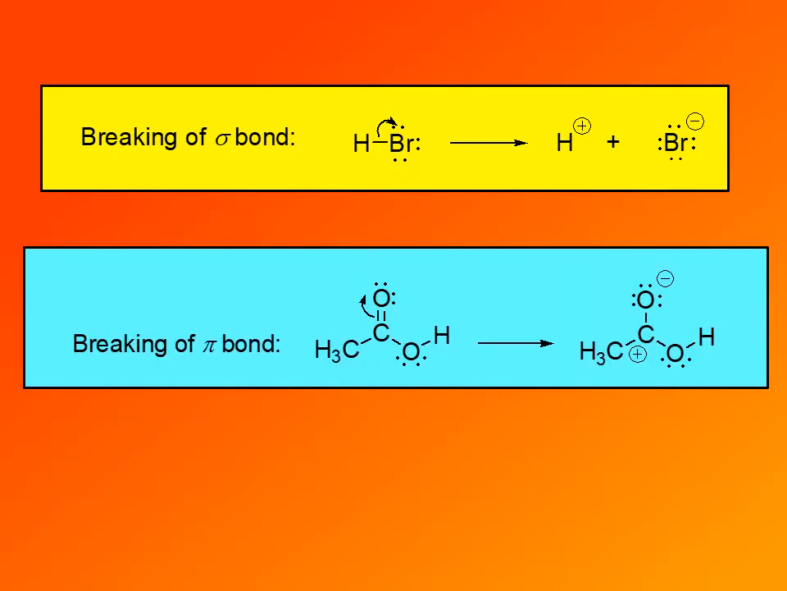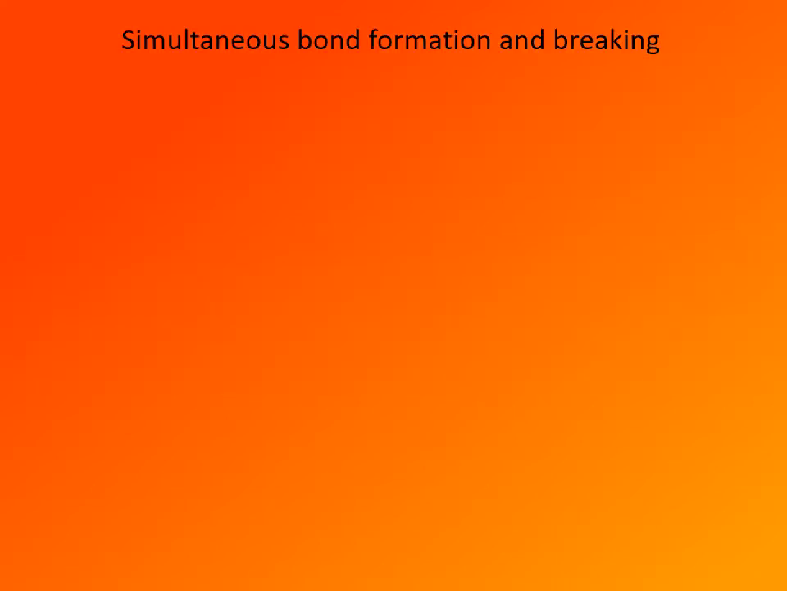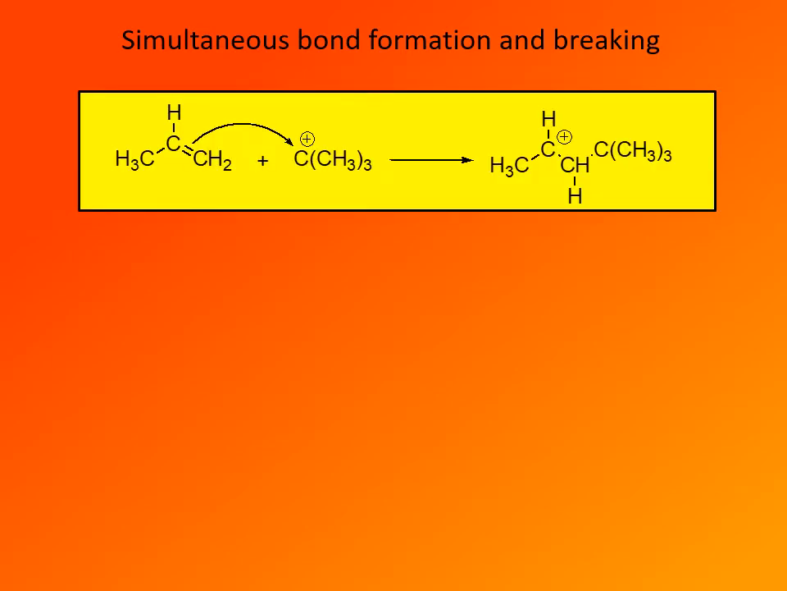And in the second case, we have an example of breaking of a pi bond. So carbon-oxygen pi bond is broken in such a way that free electron pair ends on oxygen atom. That's what curved arrow indicates. Frequently, curved arrows indicate simultaneous bond formation and bond breaking. So here we have breaking of carbon-carbon pi bond.